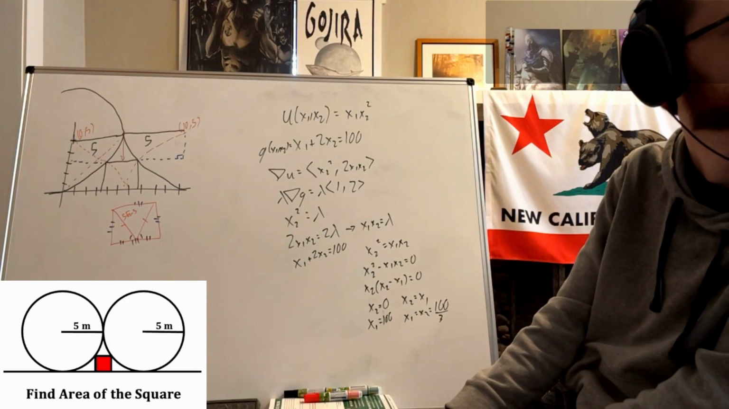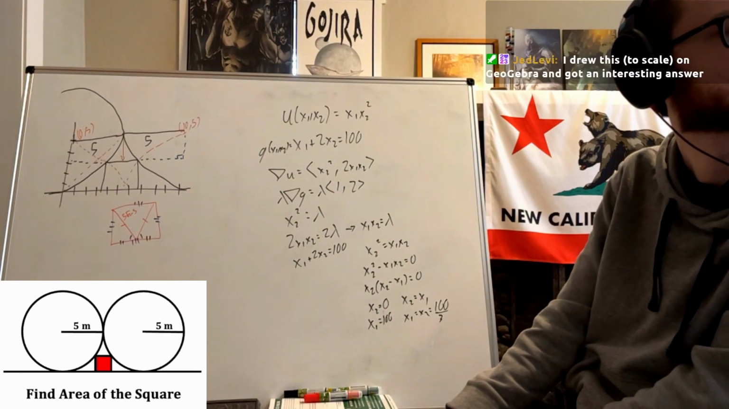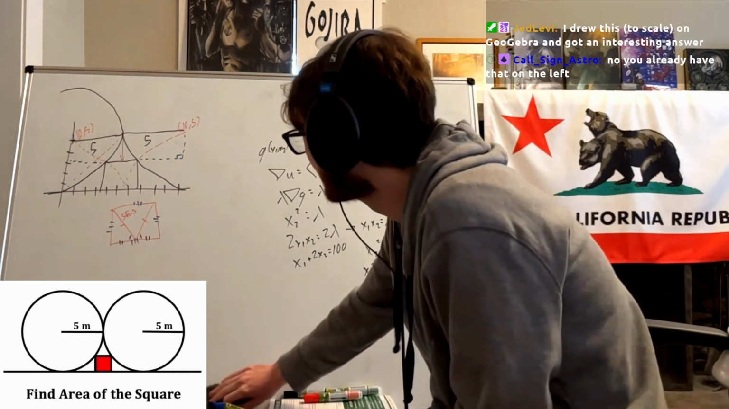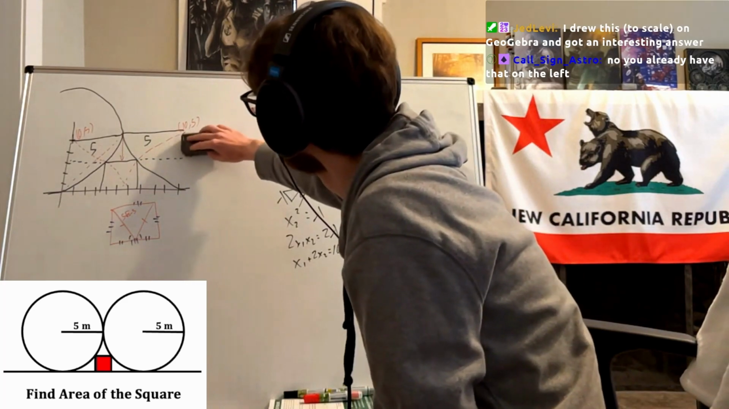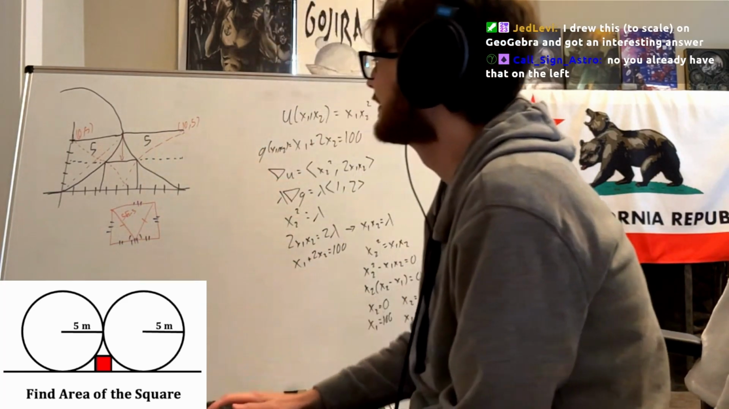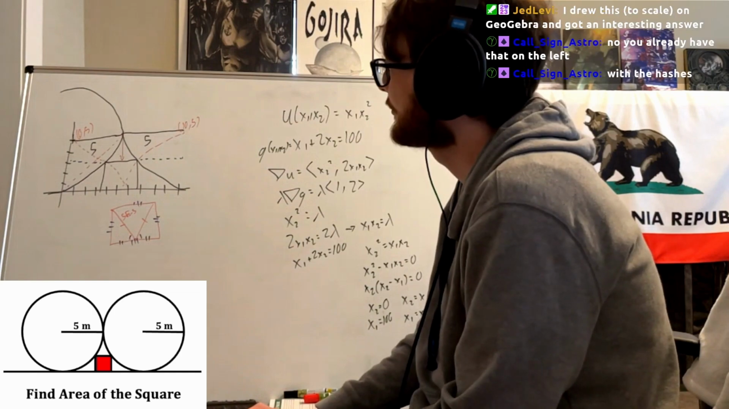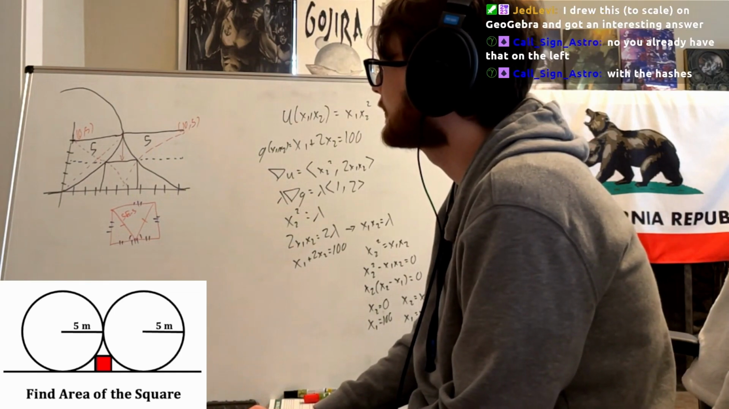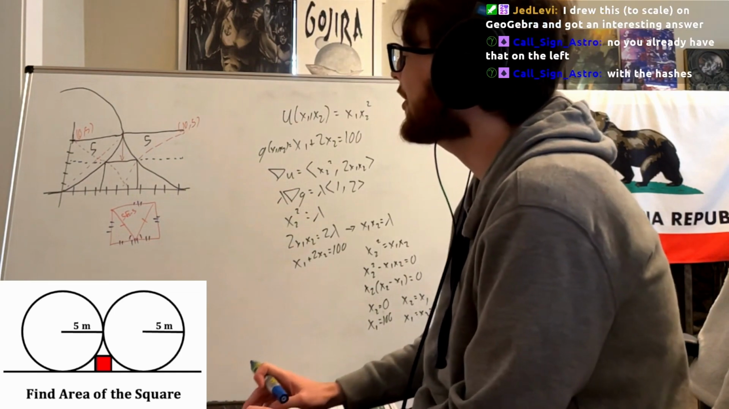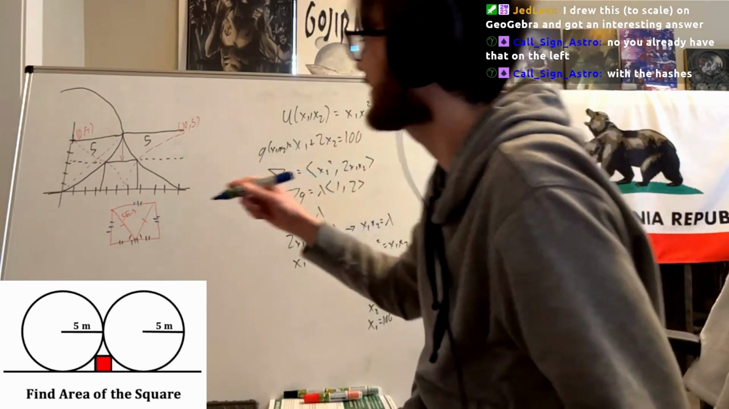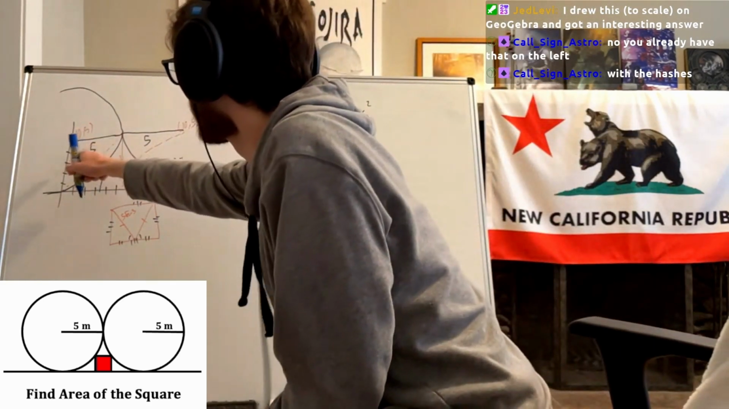You drew this to scale in GeoGebra and got an interesting answer? I already had that on the left? Oh, okay. And so we know that the... Oh, okay. Oh! I see where this is going now. So we know the hypotenuse is the radius, which is 5.